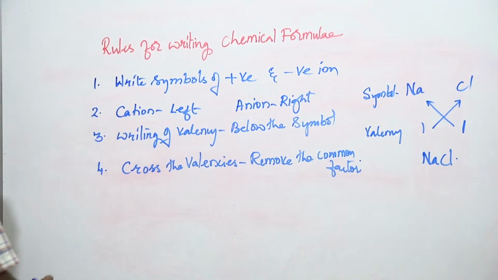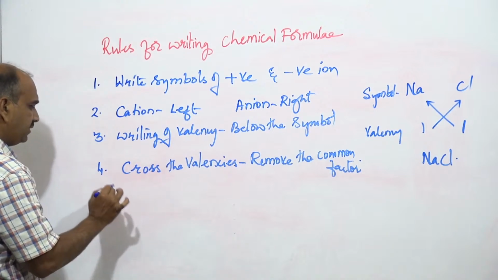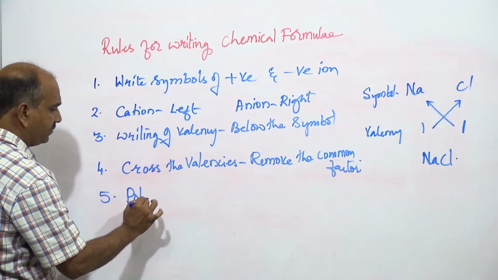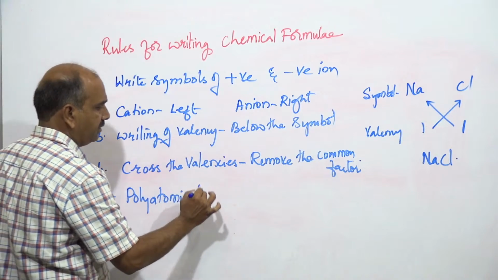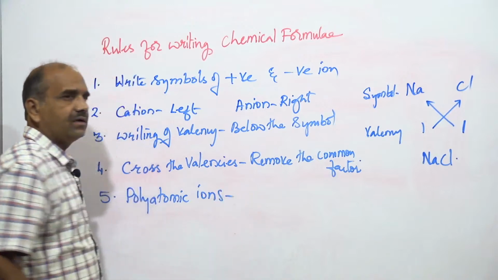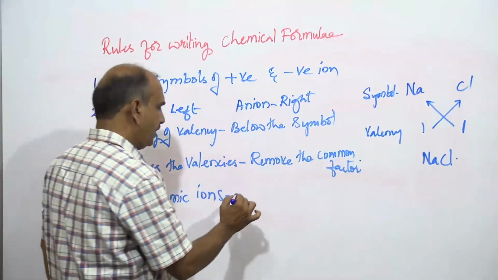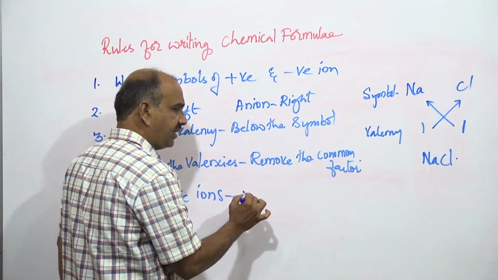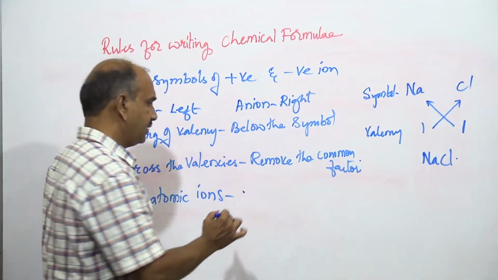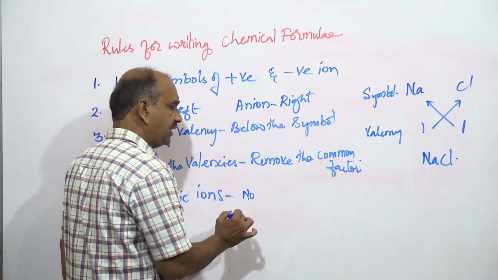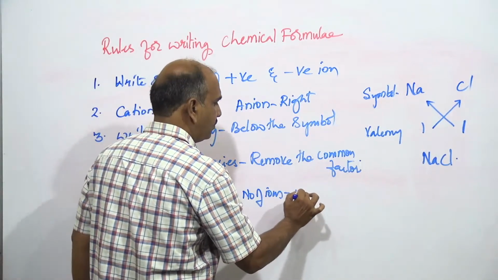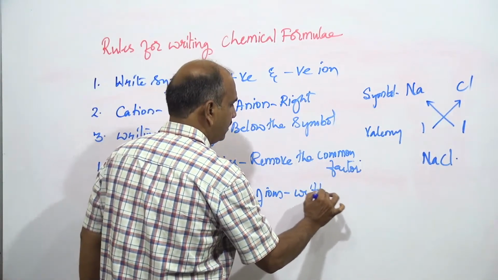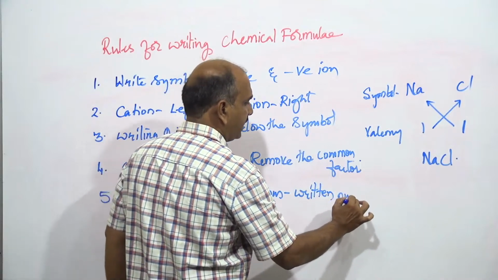Suppose there are some polyatomic ions present. So whatever the common number is, the number of ions to be written will be written outside the bracket. Number of ions written outside the bracket.